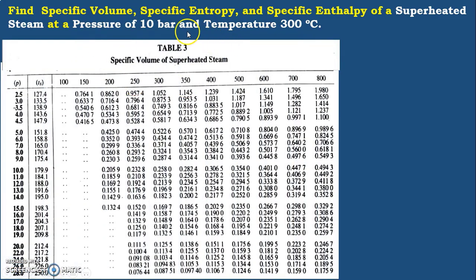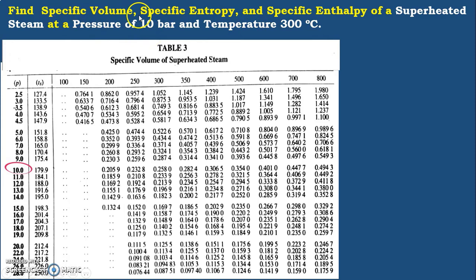How? We know that for superheated steam, the temperature of steam should be greater than saturation temperature. Look, at 10 bar, the saturation temperature is 179.9 degrees Celsius, whereas in the question they have given 300 degrees Celsius. So temperature of steam is greater than saturation temperature at a given pressure. Now we can conclude that we can use superheated steam table. Now let's find the properties.